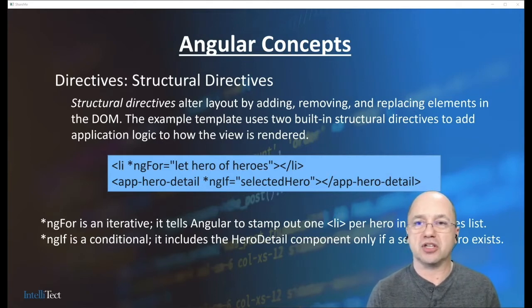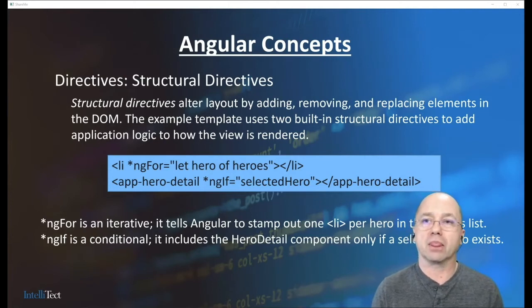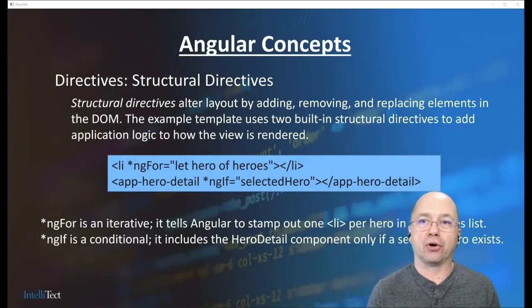So in this example in the class, there would be a heroes collection or an array, and this is going to make one li item per hero in the heroes array.